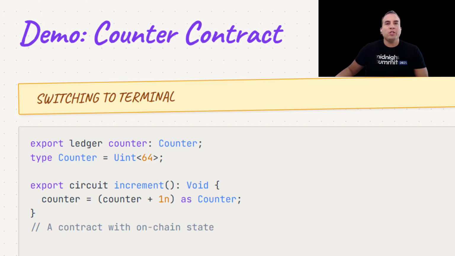Okay, let's continue with the third demo, which is about a counter contract. In this slide, you can see a brief summary of what we are about to do. Okay, let's switch to the terminal.